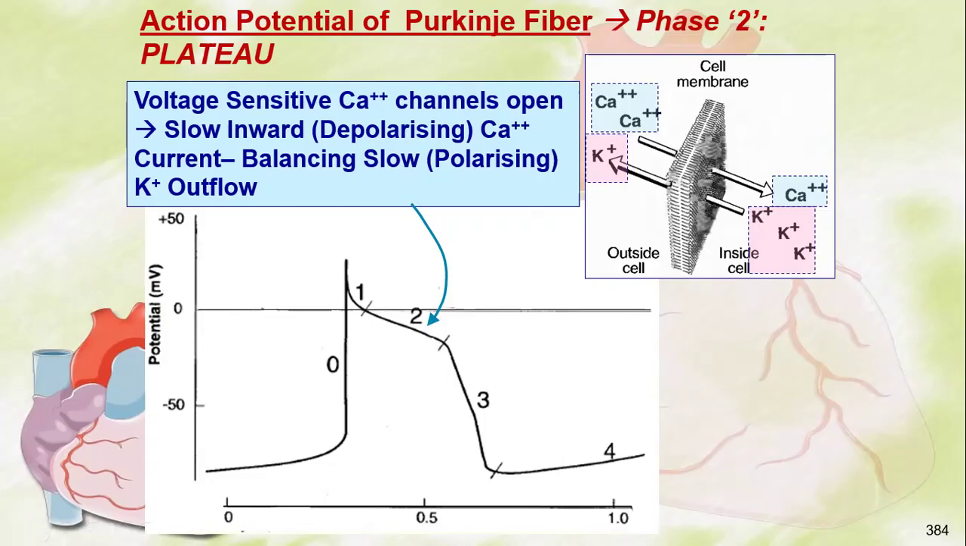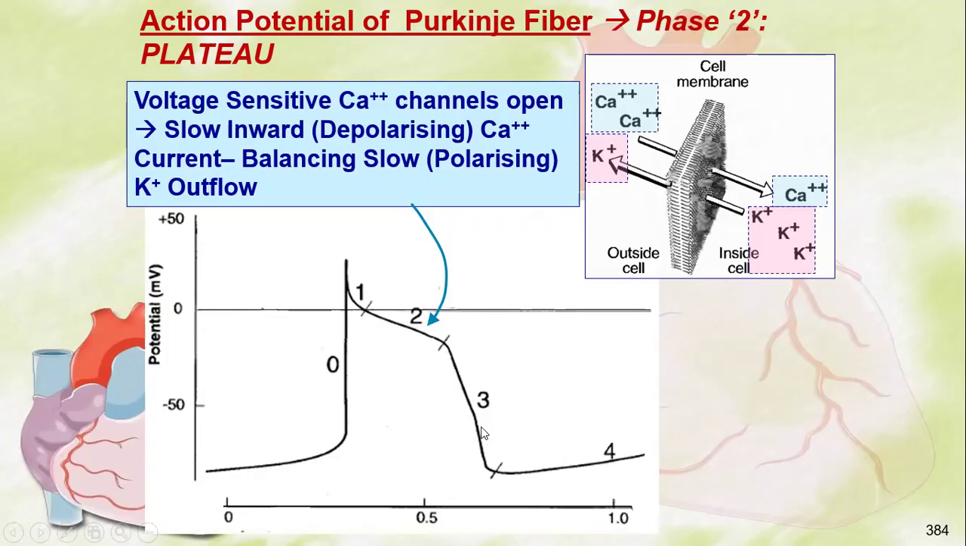Because, sir, calcium is moving. A question can arise in your mind: calcium has two positive charges, so why is the action potential not going towards the positive side, whereas potassium has a single charge? The reason is that the influx of calcium from outside to inside is slow, so it balances these two things, and your action potential will remain stable for a small period of time. That makes another phase, which is phase two, or we also call it the plateau phase.